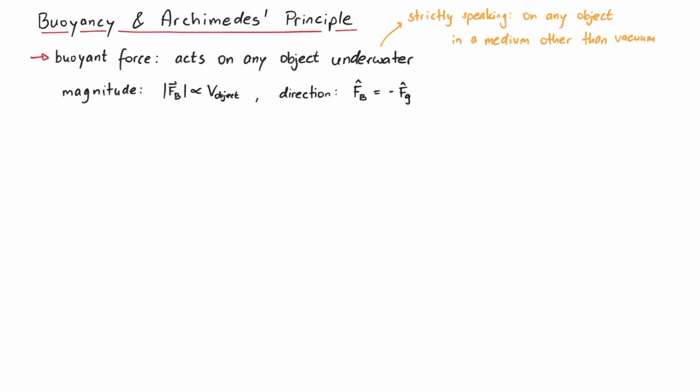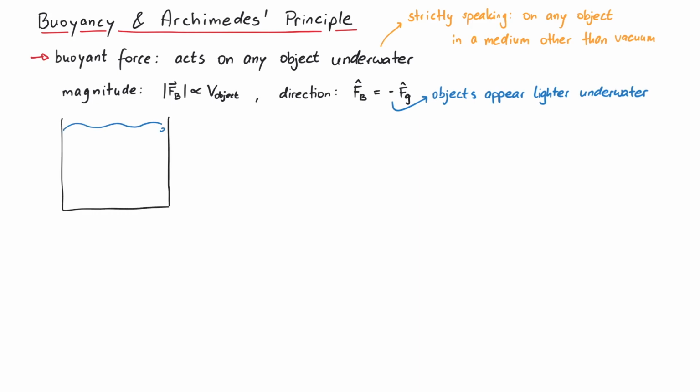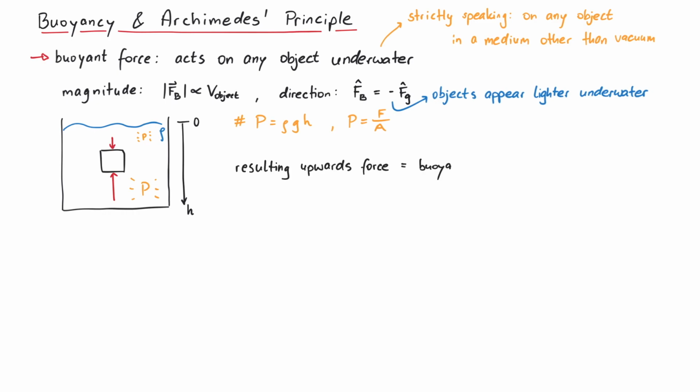Since the force due to buoyancy acts in the opposite direction as the gravitational force, things appear to be lighter underwater. But why does such a buoyant force occur? Consider this situation of an object submerged in some fluid. Since pressure increases with depth, the pressure below the object is higher than the pressure above it. As pressure is directly proportional to force, this also means that the force below is stronger than the force above, such that a resulting upwards force remains. This is exactly the buoyant force.